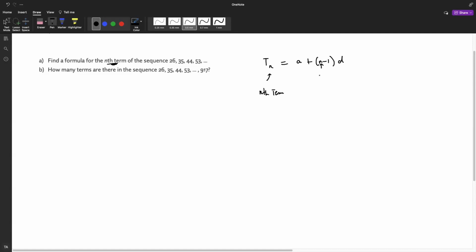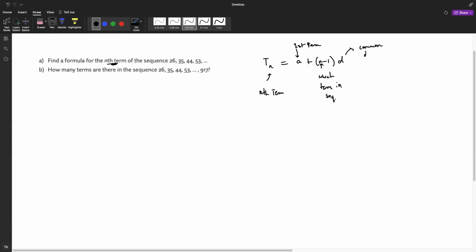Okay, so this is basically the number of the term, like the place of the term. Okay, so which term it is, which term in the sequence. This A stands for the first term. And our D stands for the common difference.